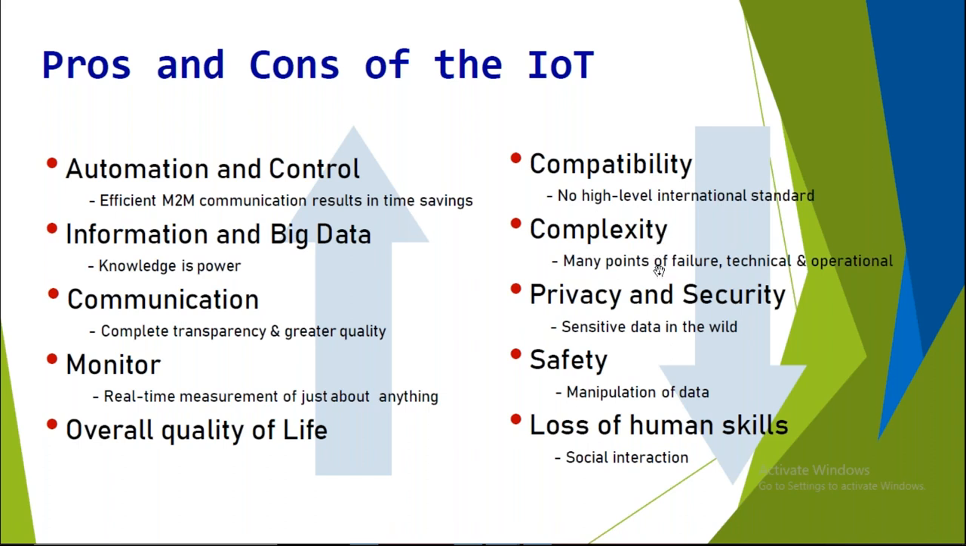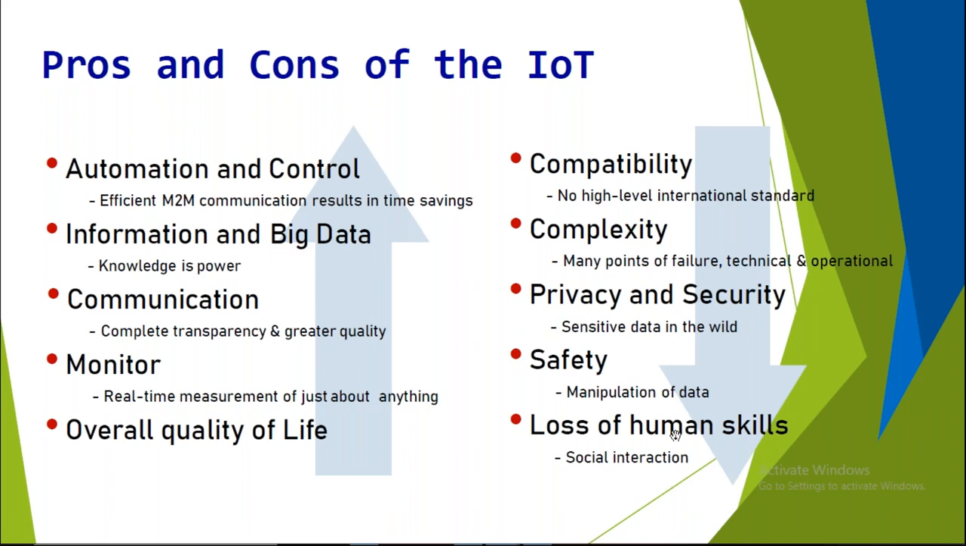You have to reduce the complexity by adopting some standards and making the system complexity-free. Security also matters, since some data may be involved, so you have to take care of privacy and security, and of safety, since somebody may manipulate the data, like in our smart grid. Also there is loss of human skills and social interaction. These are some of the challenges you have to take care of.